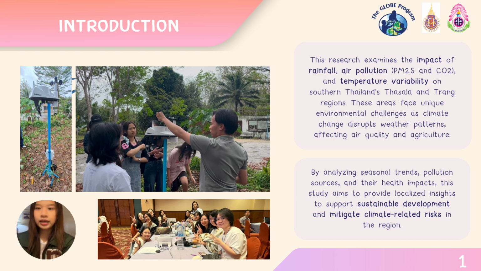Let's imagine we're waking up to a cloudy sky, checking the air visual app, and finding the PM 2.5 levels over 100. This has become a common experience for many people in Bangkok. But what about other parts of Thailand? Are places like Tha Sala and Trang facing the same problems as us?